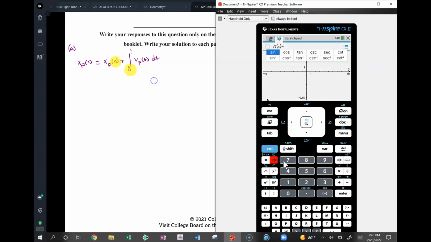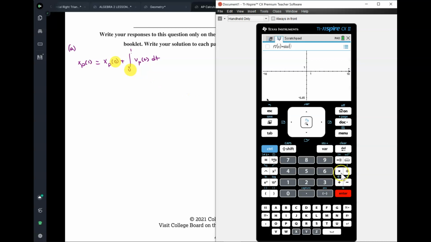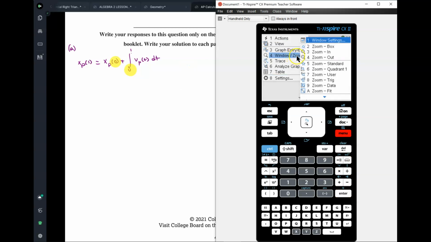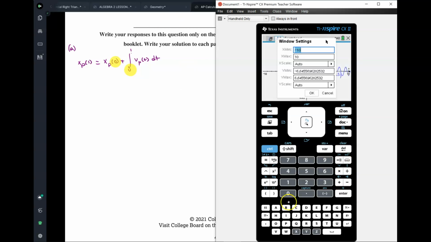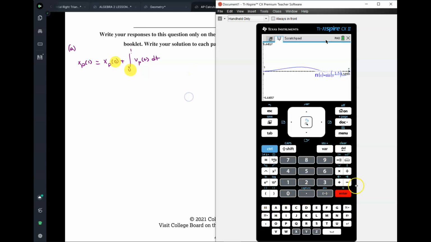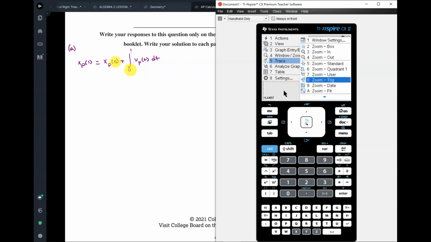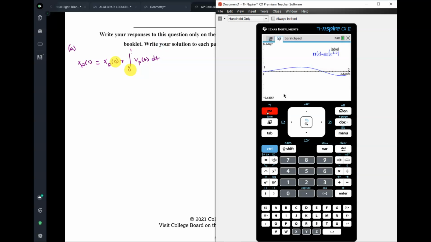So that's going to be sine of T to the power of, so x to the power of 1.5. Okay? And you know what? Let's just go and make the window from 0 to pi. All right, it doesn't take that long. Okay? So that's the region. And then, all right. So, whoops. Okay. So basically, let's do this.